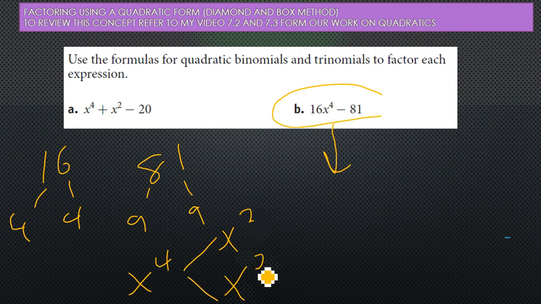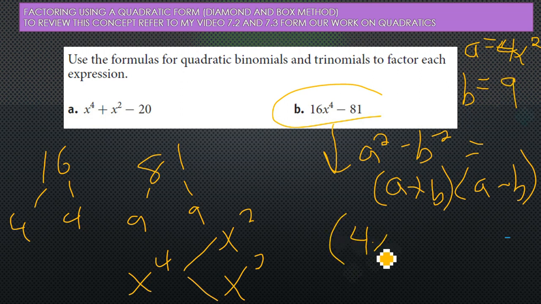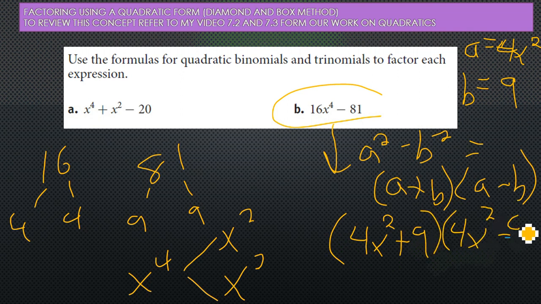So when we see this, remember, it's a squared minus b squared equals a plus b, and a minus b. Okay, so we just identify our a and our b. In this case, our a is 4x squared. And then our b is going to be 9. Okay, so I just follow the pattern. So I'm going to say 4x squared plus 9 and 4x squared minus 9.